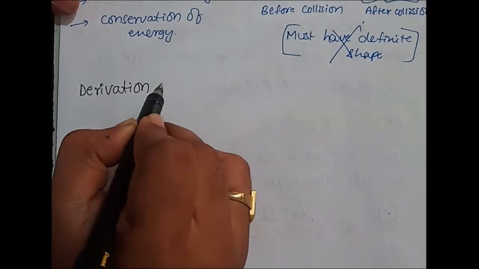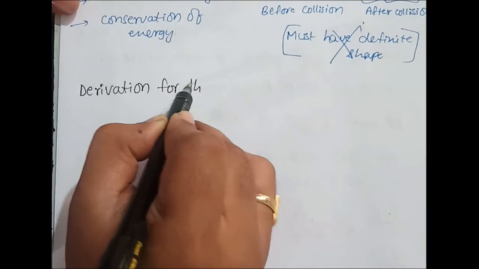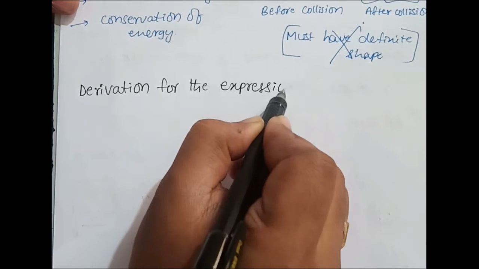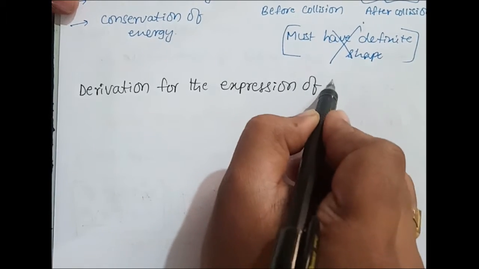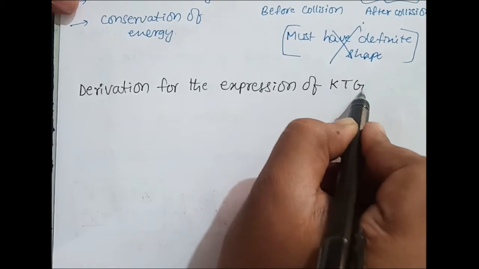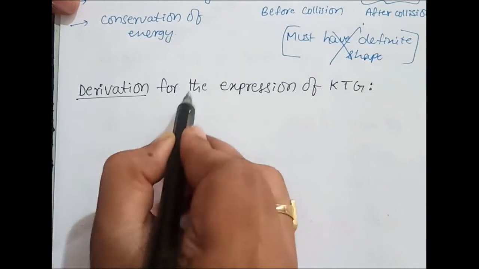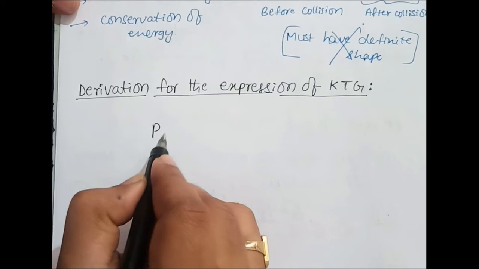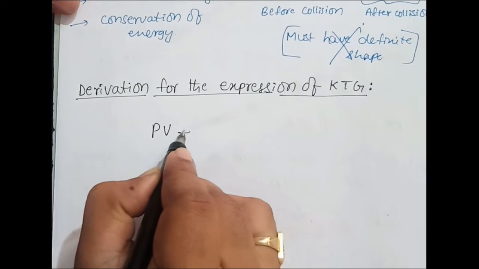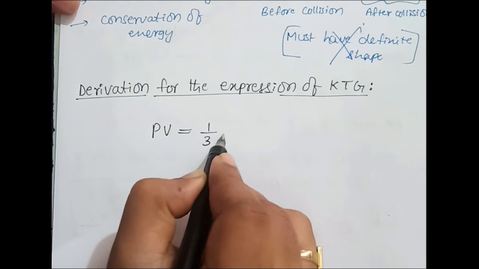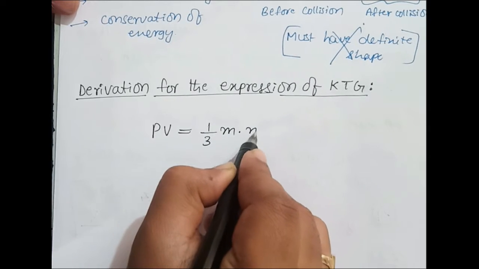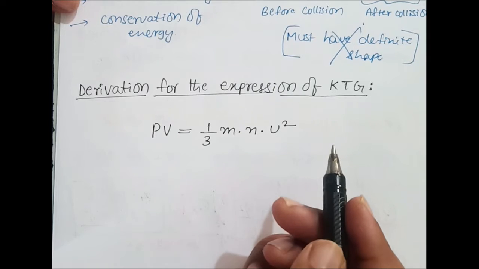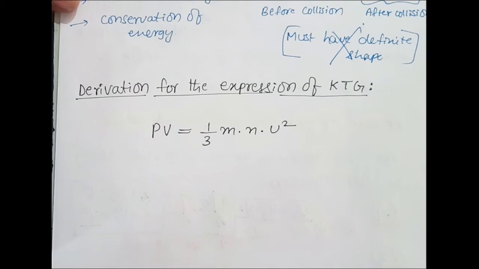Derivation for the expression of kinetic theory of gases. In the kinetic theory of gases, we have one expression, and that equation we are going to prove. That expression is PV is equal to 1/3 mnu square. PV = 1/3 mnu². This expression we are going to prove.